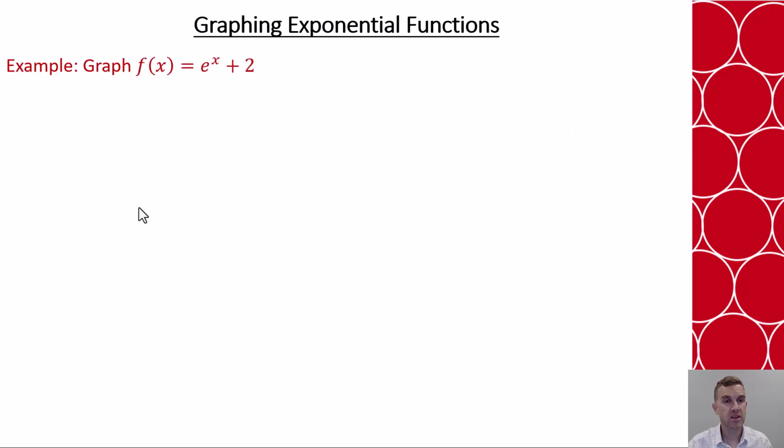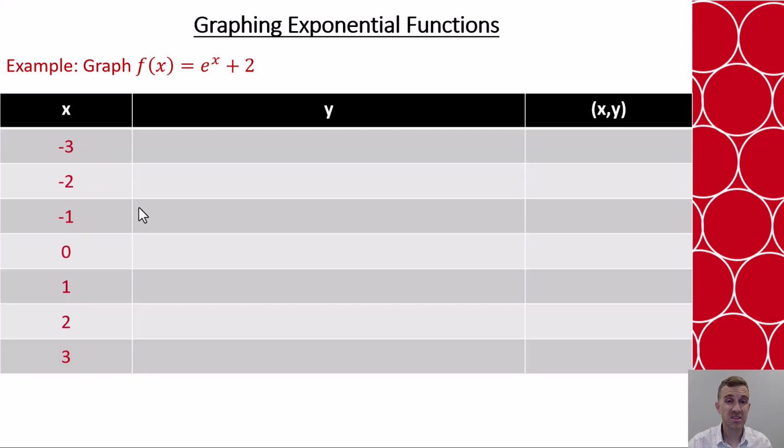So here, let's try graphing e to the x plus 2. We follow the same thing. We're going to use -3 to +3 just as a way to help us keep track of what we're doing. And here we do e to the -3. We find that e button on our calculator, raise that to the -3, then add 2.